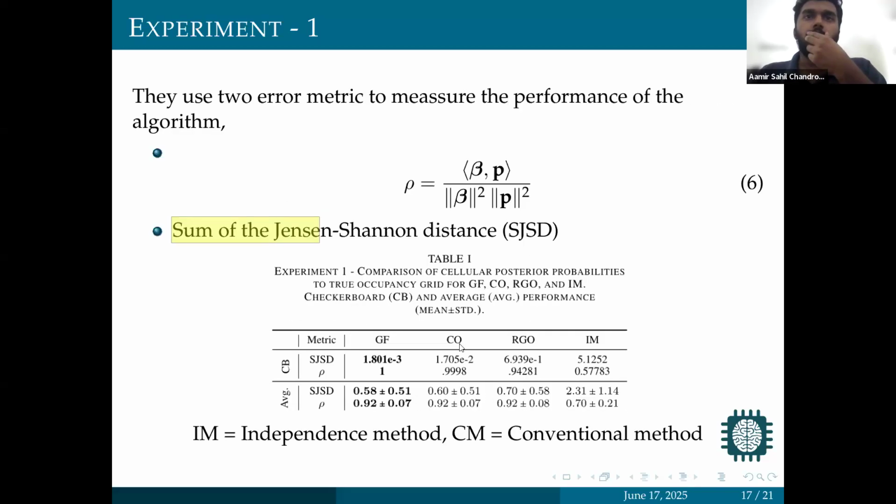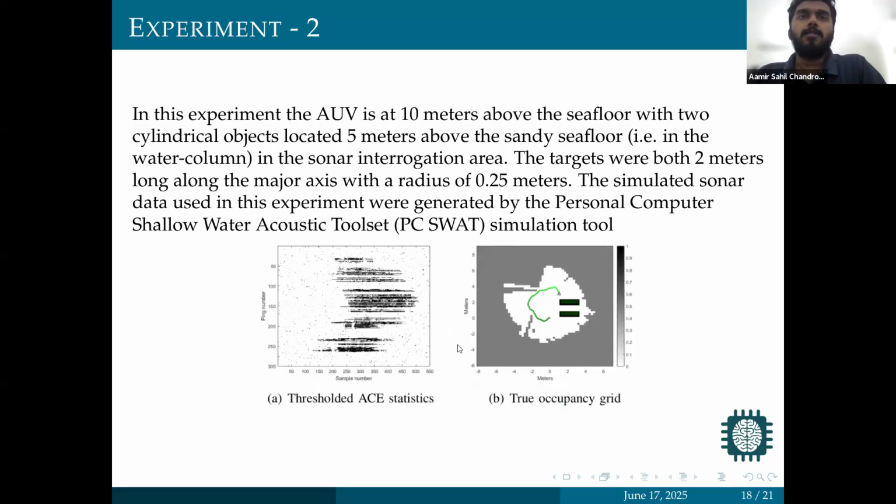So this is for the toy example, and then they also have an example consisting of a simulation of sonar-like signals. For this they use a simulation tool. Figure A is the measurements, and figure B is the actual, the true occupancy rate of the environment.